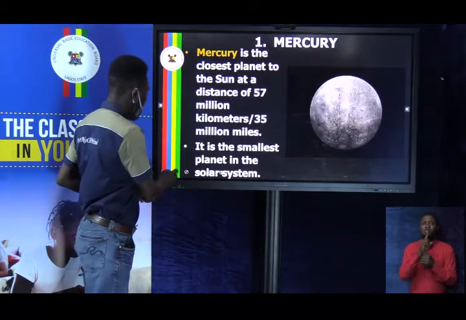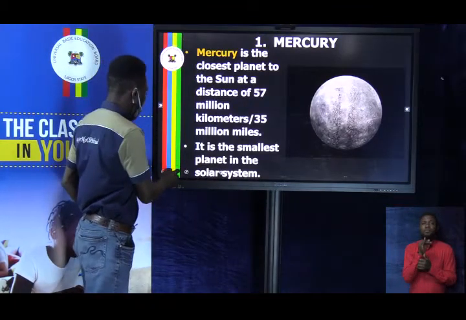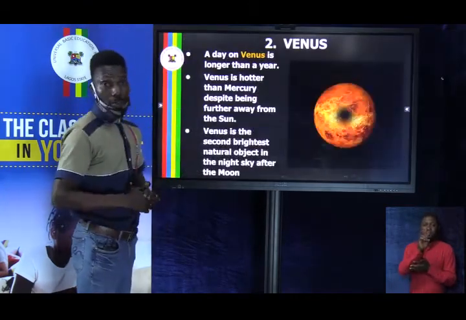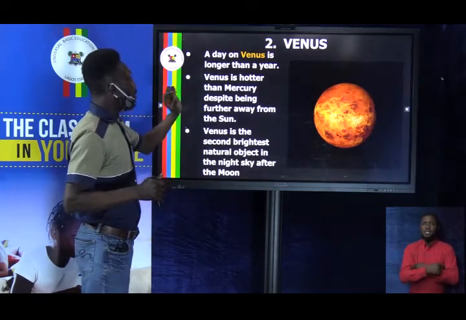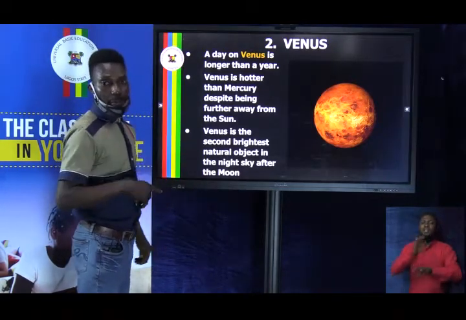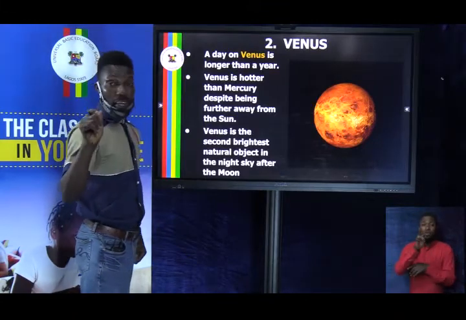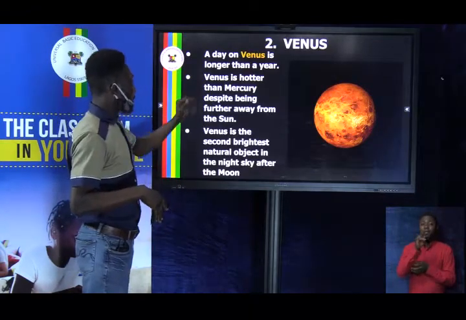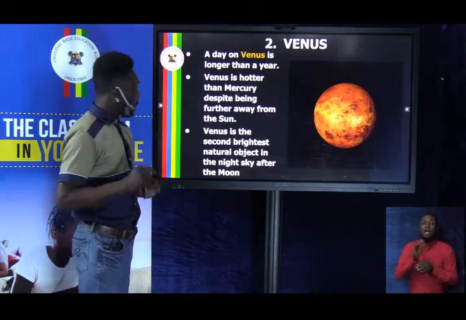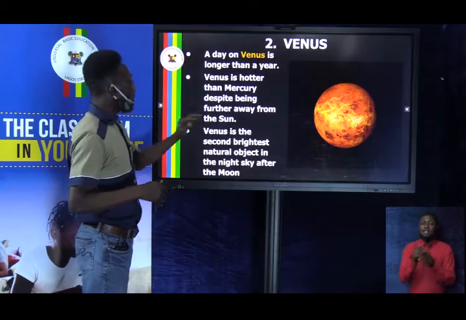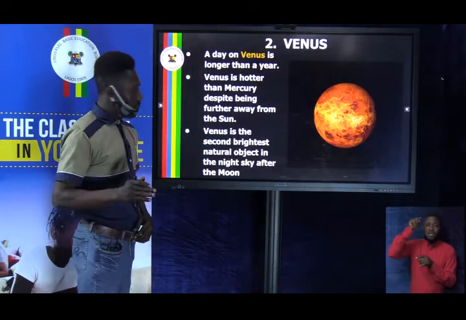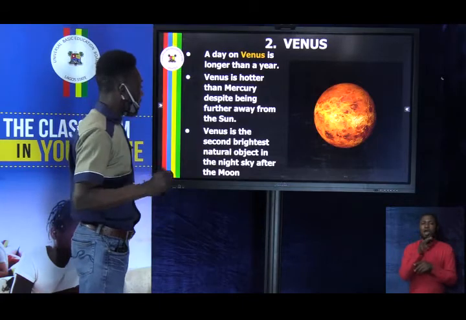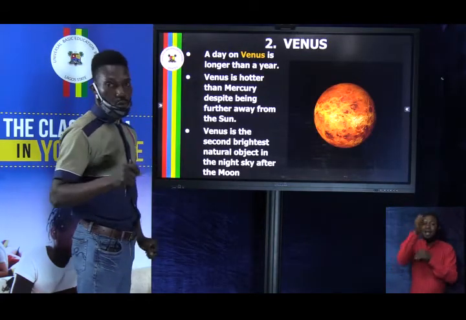Moving on to the next one. What do you think the next planet will be from the Sun? It begins with letter V, and that is Venus. A day on Venus is longer than a year. You can see how it is. Venus is hotter than Mercury despite being further away from the Sun. Venus is the second brightest natural object in the night sky after the Moon.